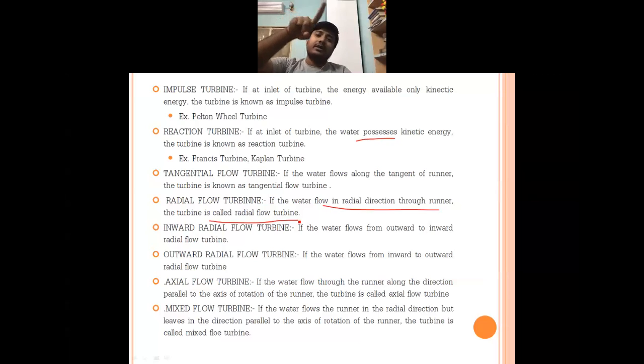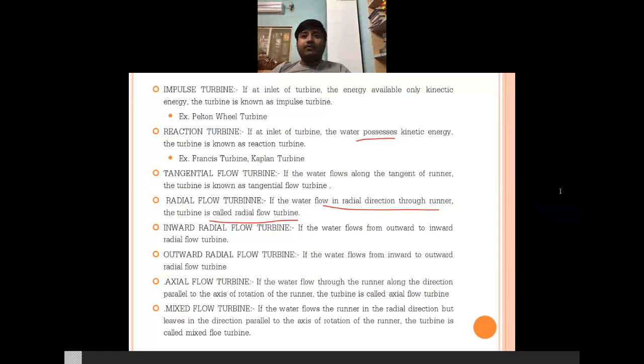मतलब अगर radius के बराबर the water flow करता है, तो that turbine is known as the radial flow turbine. ये सभी water के flow की direction के respect में हैं. Then there are the inward flow radial turbine and outward radial flow turbine. तो ये radial flow की दो categorization हैं. The two divisions are: one is the inward radial flow turbine, another is the outward radial flow turbine.